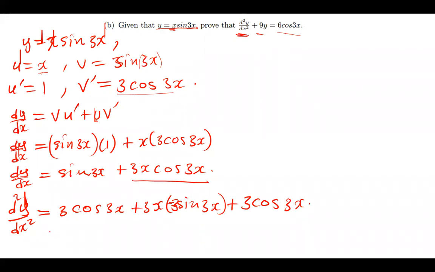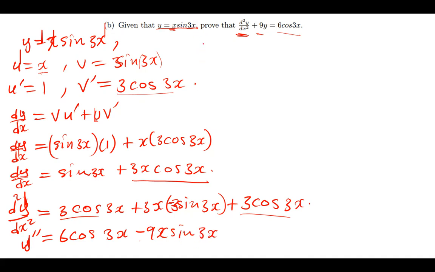When you simplify this second derivative, which can also be written as y double prime, 3 cos 3x plus 3 cos 3x gives us 6 cos 3x. Then for the other part, we have 3x times negative 3, which gives negative 9x sine 3x.